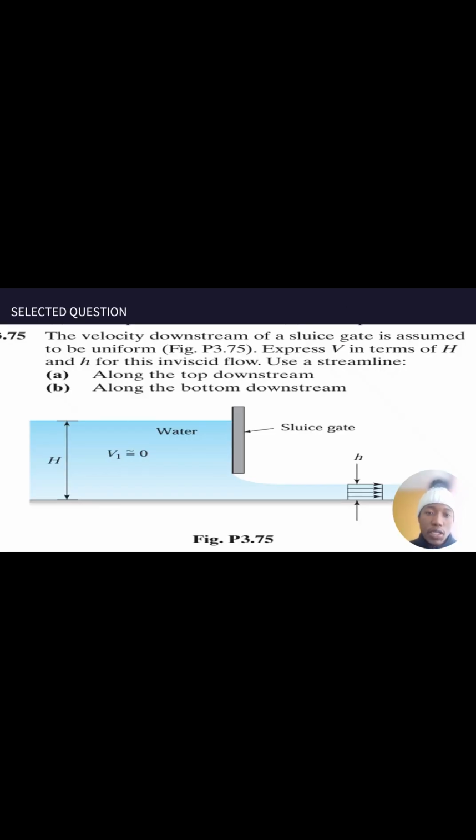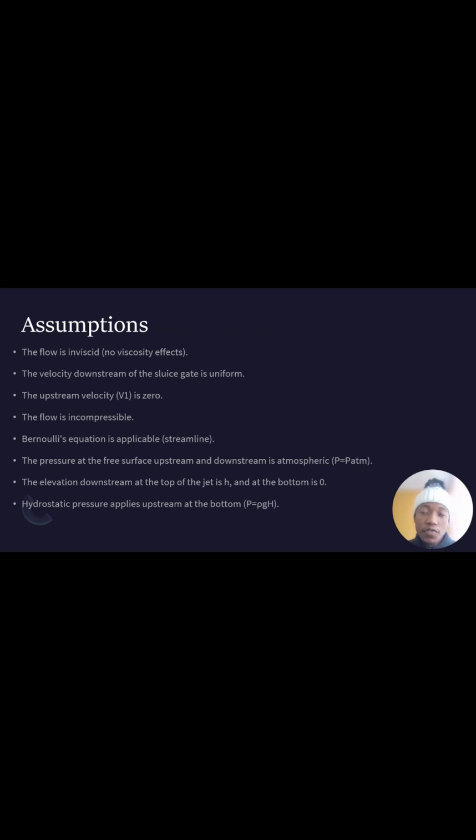Now, looking at the selected question, it reads that the velocity downstream of the sluice gate is assumed to be uniform. Express V in terms of H, capital letter H, and small letter h for this inviscid flow. Use a streamline. So the objective is to determine the velocity at A along the top downstream and B along the bottom downstream. A few assumptions need to be made before tackling this question.